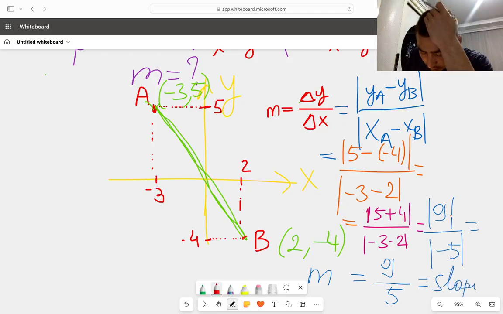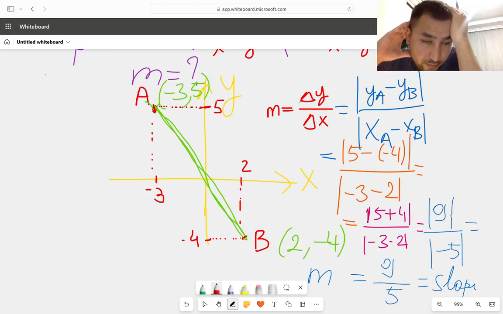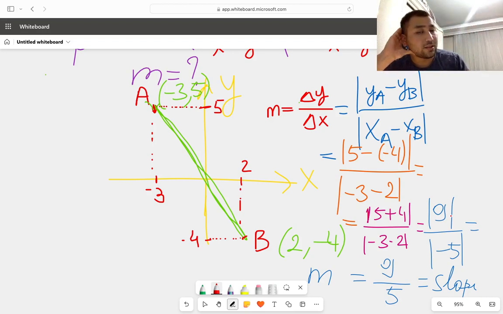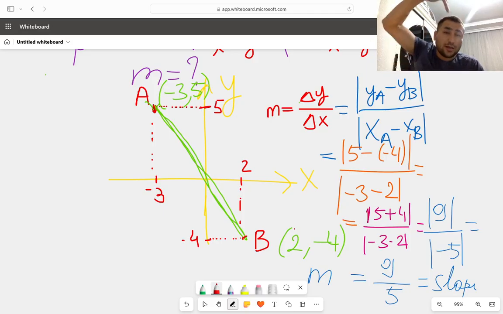Oh, it should be minus. Why did I get it right? Oh, sorry, guys. I'm sorry. Oh, we are calculating the rate of change. Okay, the rate of change can be minus. I miscalculated. I thought that it's a distance. It's not a distance. It's the change. Okay, sorry. Because it's going down, the slope should be negative.